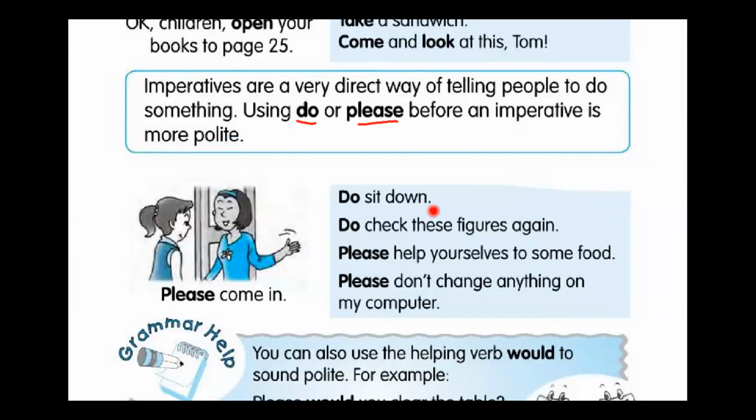Do sit down. Do check these figures again. Please help yourselves to some food. Please don't change anything on my computer. Please come in. Okay. So when you add do and please to imperatives, it will be more polite. It will sound more polite. When you want to say something politely to someone, you can add do and please. Yes.